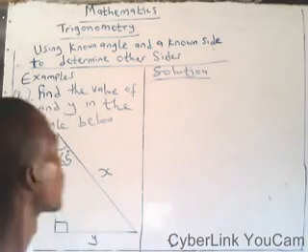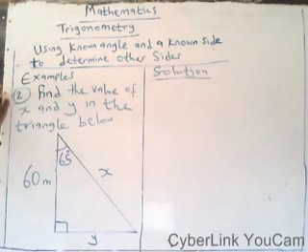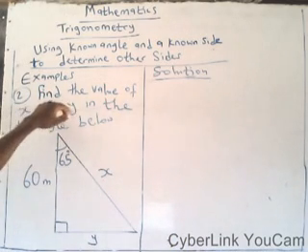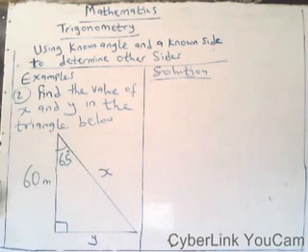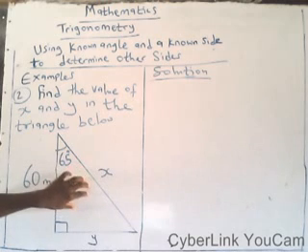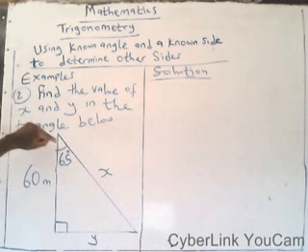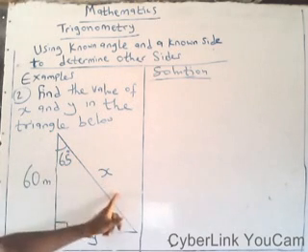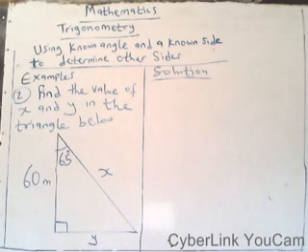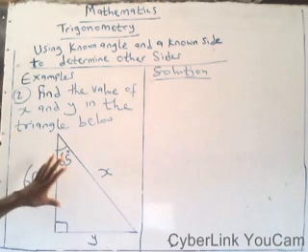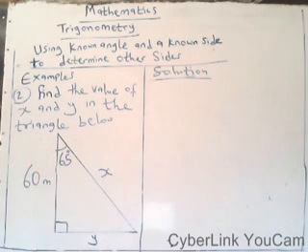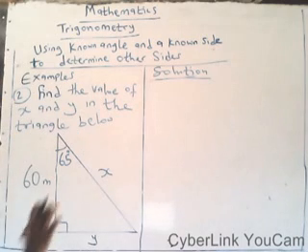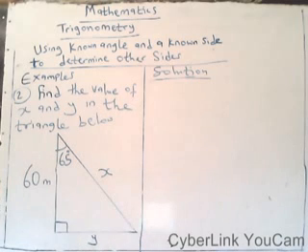Now let us move to the second example. Now in this example 2, the question says that find the value of x and y in the triangle below. This is the triangle the question is referring to. You are given this angle to be 65, this line to be 60 meters. We have x and we also have y here. Now I want you to note two things here. The first thing is that in the first example given, the right angle triangle here faced this side, but this one is facing this direction.